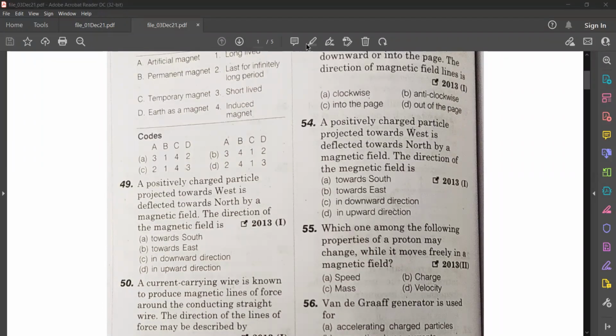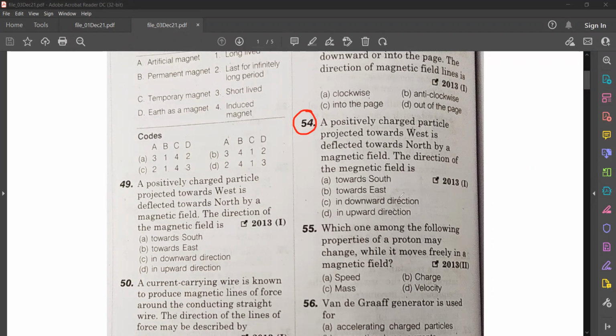We are going to see some previous year NDA physics questions. See the question number 54. A positively charged particle projected towards west is deflected towards north by magnetic field. The direction of magnetic field is.